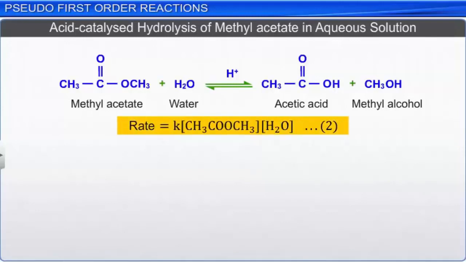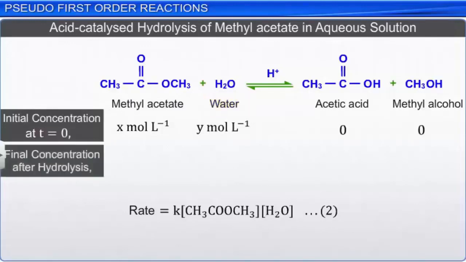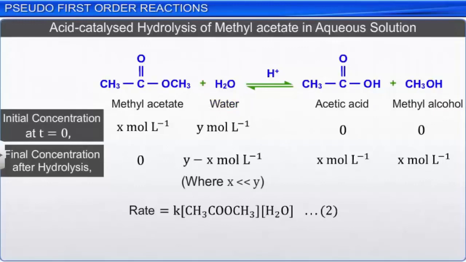Let the initial concentration of methyl acetate be X moles per liter, while that of water be Y moles per liter at time t is equal to 0. After hydrolysis, let the concentration of both acetic acid and methyl alcohol be X moles per liter each, while that of water be Y minus X moles per liter, where X is very, very small as compared to Y. You can see from the data that the concentration of water is not altered much during the course of the reaction.